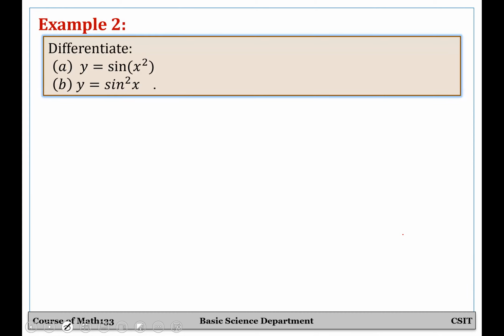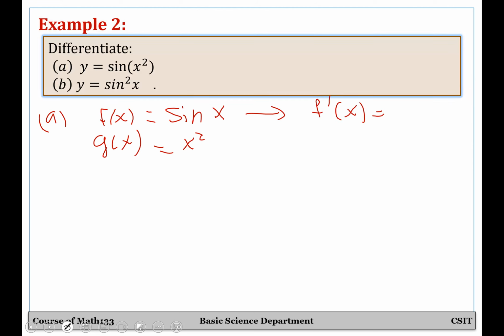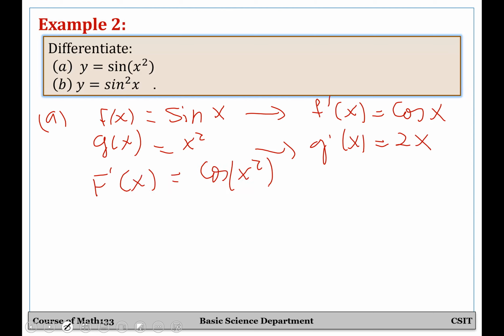Another example of the chain rule is the following. So again, I will choose for a, f of x and g of x to make the composition true. F of x is sine x composed with g of x equal to x squared. So the derivative of f is equal to cosine x, and the derivative of g is equal to 2x. Then the application will give cosine of x squared times 2x, and that's the derivative.